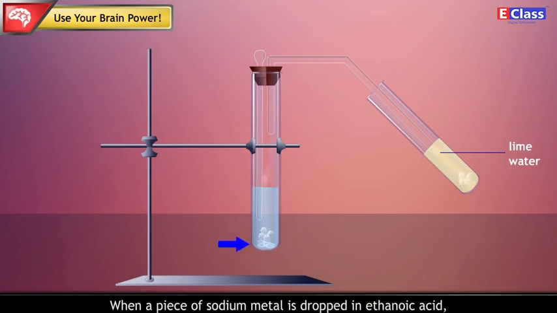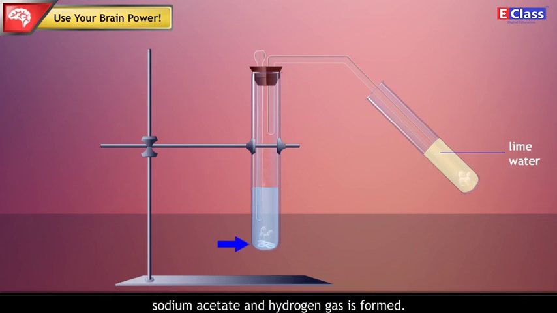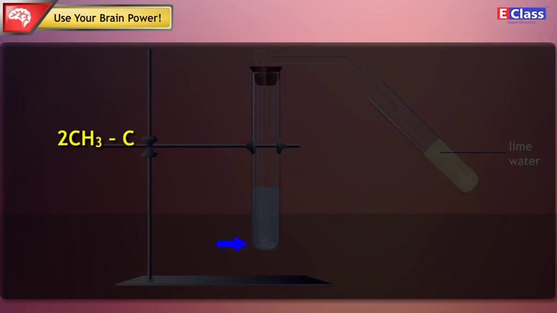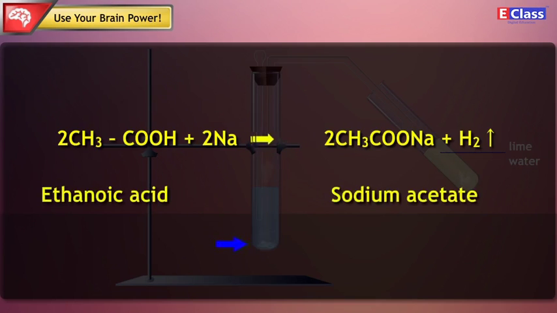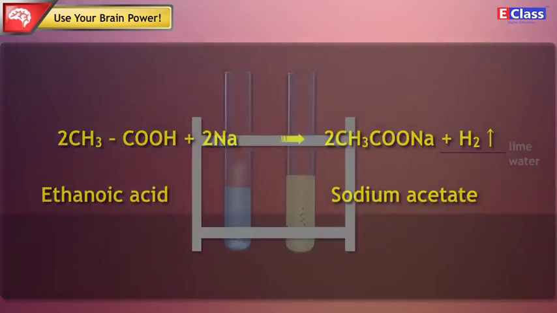Answer: When a piece of sodium metal is dropped in ethanoic acid, sodium acetate and hydrogen gas are formed. 2CH3COOH plus 2Na gives 2CH3COONa plus H2 gas. Ethanoic acid gives sodium acetate.